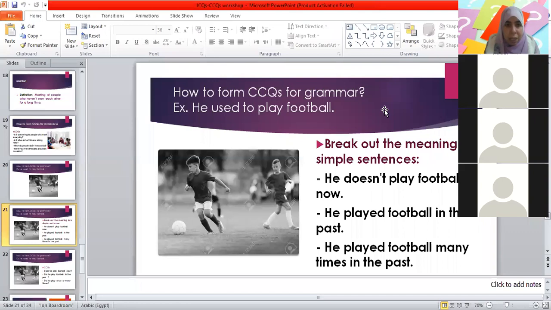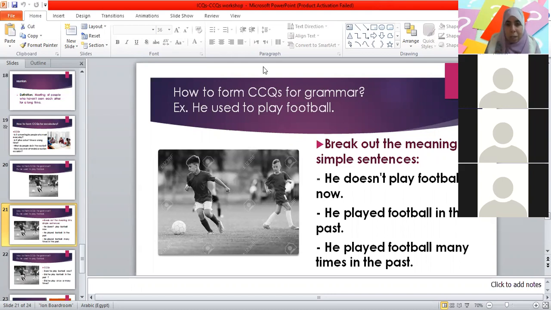Okay, let's have a look at this explanation. Okay, so we will break out the meaning into simple sentences. So he used to play football. It means he doesn't play football now. He played football in the past. Of course, he stopped. He played football many times in the past. So the key thing here that I want to convey is he doesn't play now. So yes, he played in the past, many times in the past or when he was young, but now he stopped. Now he doesn't play football, okay?